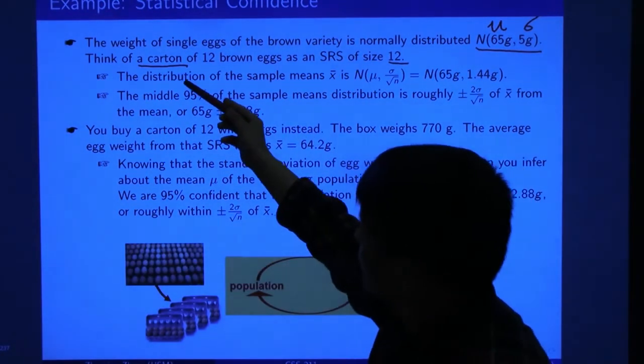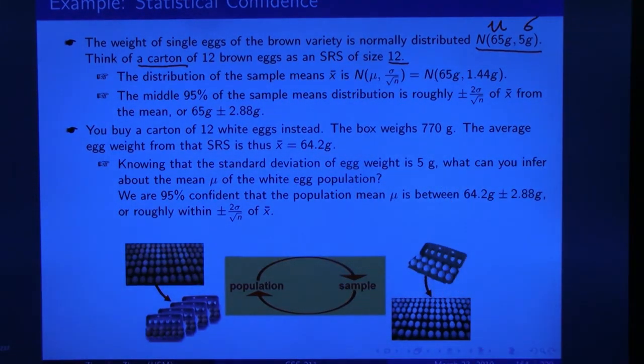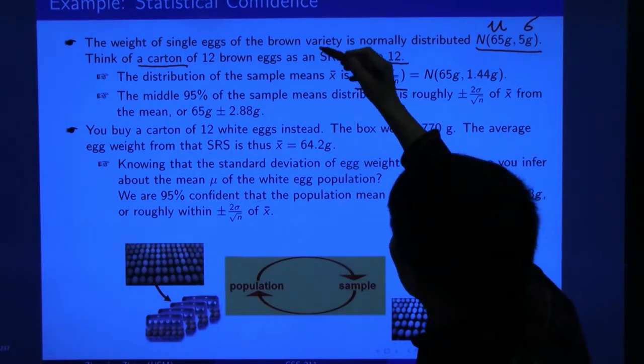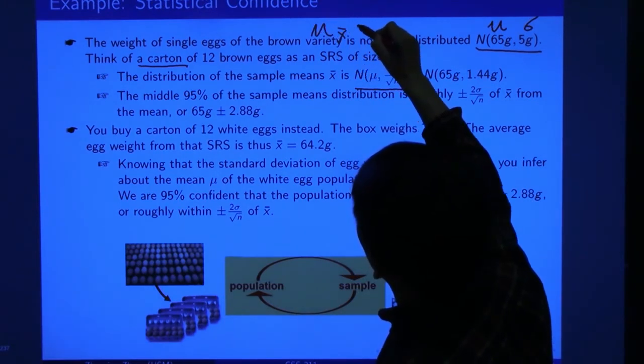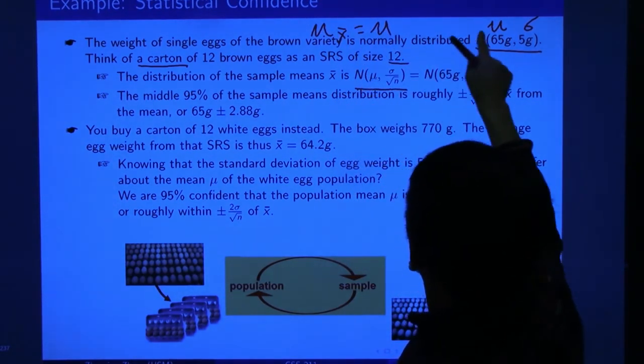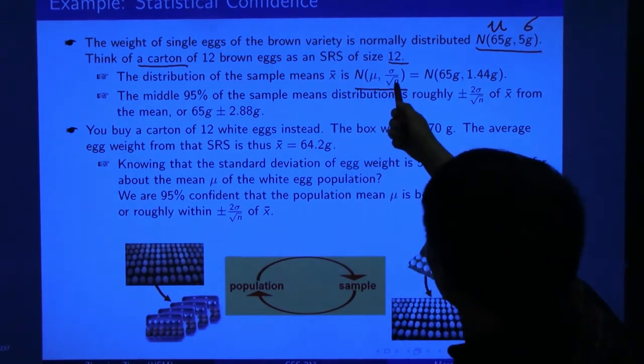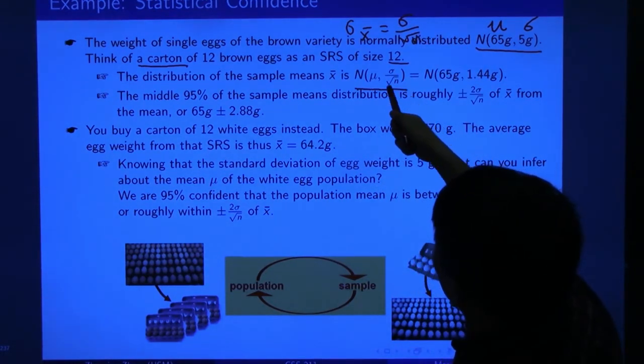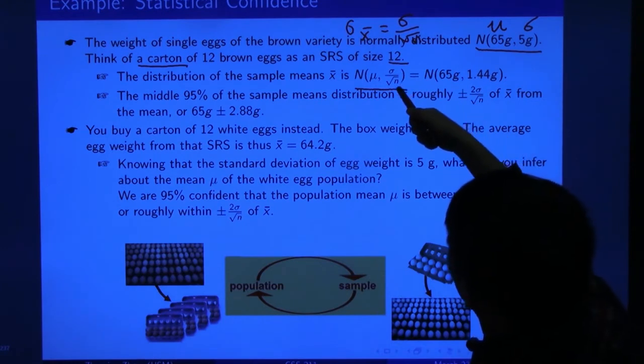Because this carton of eggs is a sample, it will follow the sampling distribution. The sampling distribution of a normally distributed population is also a normal distribution. And it satisfies, as we said before, mu x bar will be equal to mu. And sigma of x bar will be equal to sigma over square root of n. So sigma x bar equals this sigma over square root of n, and n equals 12.